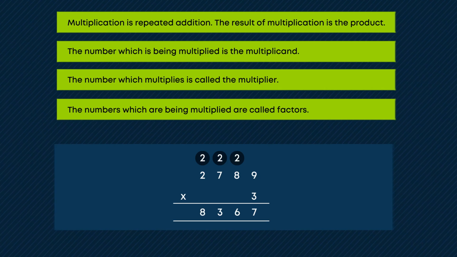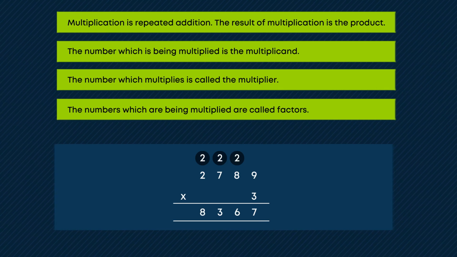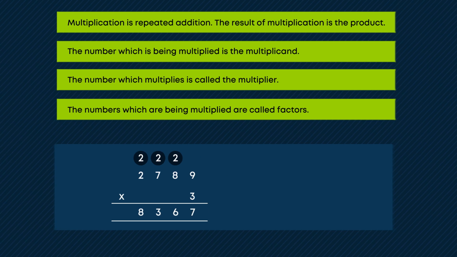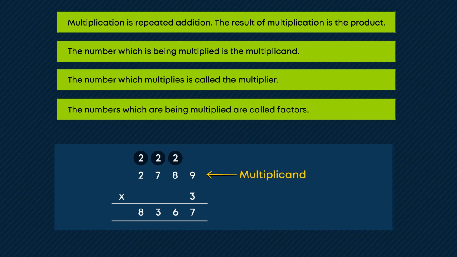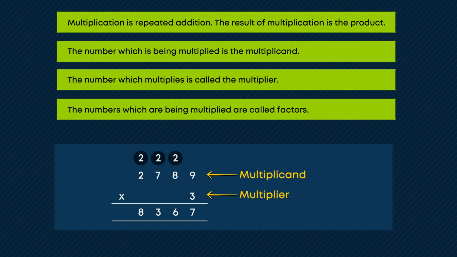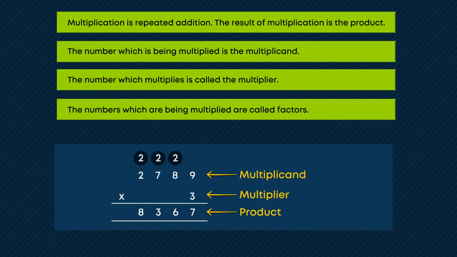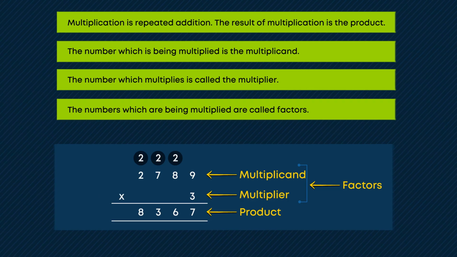2789 into 3 is equal to 8367. 2789 is multiplicand. 3 is multiplier. 8367 is product. The numbers which are being multiplied are called factors.